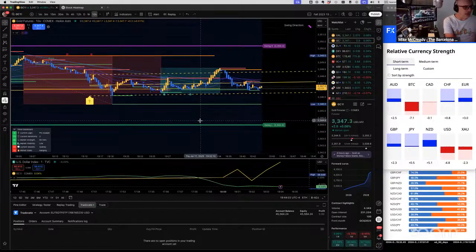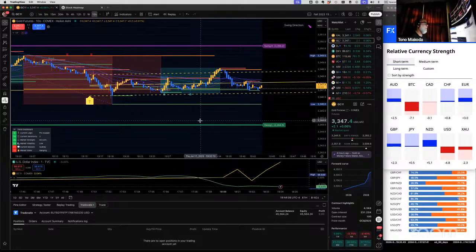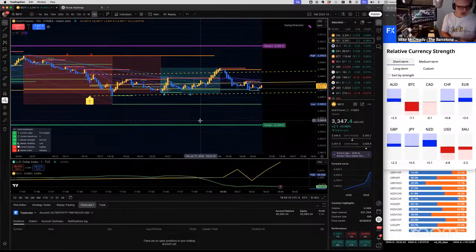Got my MT4 open. Perfect. Got my TradeStation open. I put my pending at 3336.5 right now, but I thought I would check with you and see where we're putting that.